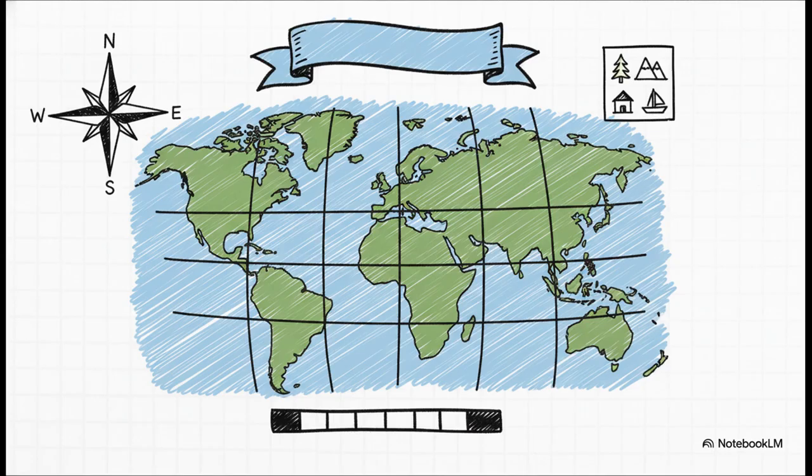Third is scale, and this is absolutely crucial. It lets you calculate real-world distances based on what's on the paper. Fourth is the legend or key, which translates all the symbols and colors for you. And finally, the grid system. Those are the intersecting horizontal and vertical lines that help you pinpoint an exact location. Grasping these 5 elements, that's your foundation for navigating literally any map in the world.